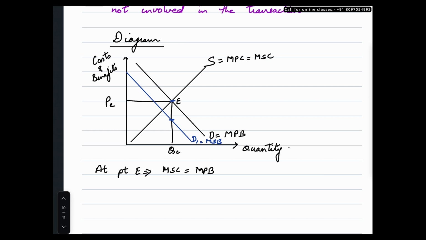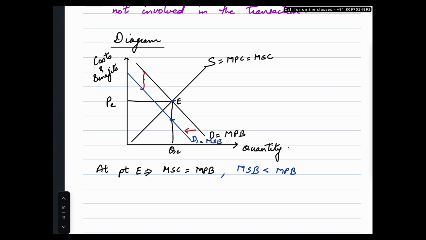That means at point E, marginal social benefit is less than marginal private benefit. The individual driving the car is getting more benefit relative to the society. That means the benefit to the society is less than the benefit to the individual consuming that particular commodity. And this is the reason because of which the marginal social benefit curve would sit to the left of the private benefit curve. Clear? Now this vertical distance between the private benefit and the social benefit is the external cost.